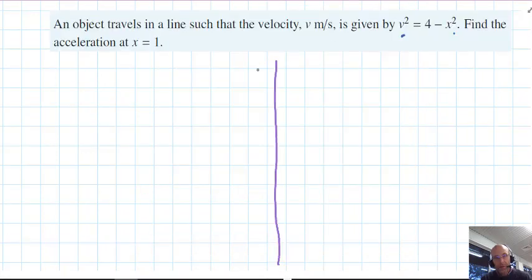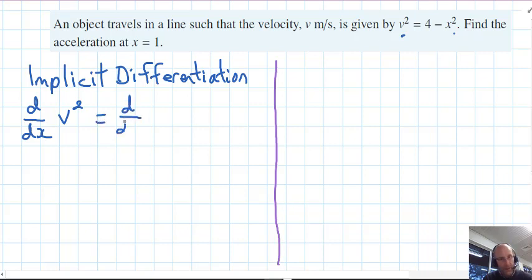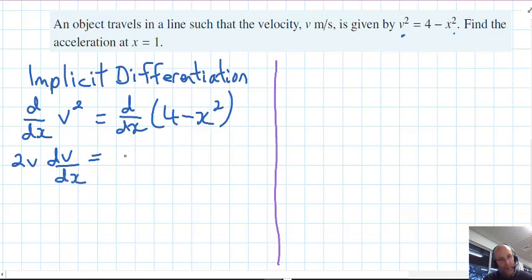So if we decide to use implicit differentiation, so that's from previous work, implicit differentiation is one way of going about this, and that means we're going to take d/dx of both sides. So d/dx of v squared equals d/dx of the right hand side, which is 4 minus x squared. So we've got 2v times dv/dx. On the right hand side we've got negative 2x.